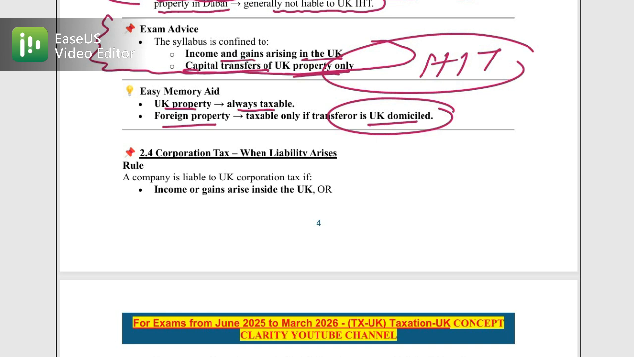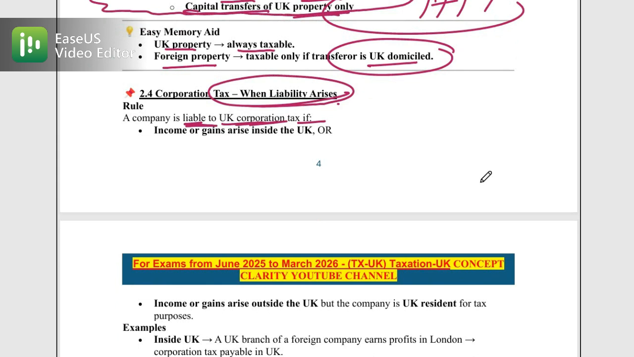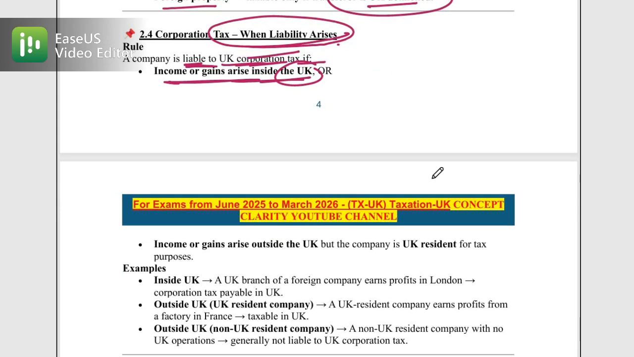Okay, and the fourth one is corporation tax. When does the liability arise? A company is liable to UK corporation tax if the income or gain arises inside the UK. The second option is that the income or gain arises outside the UK, but the company is UK resident for tax purposes.